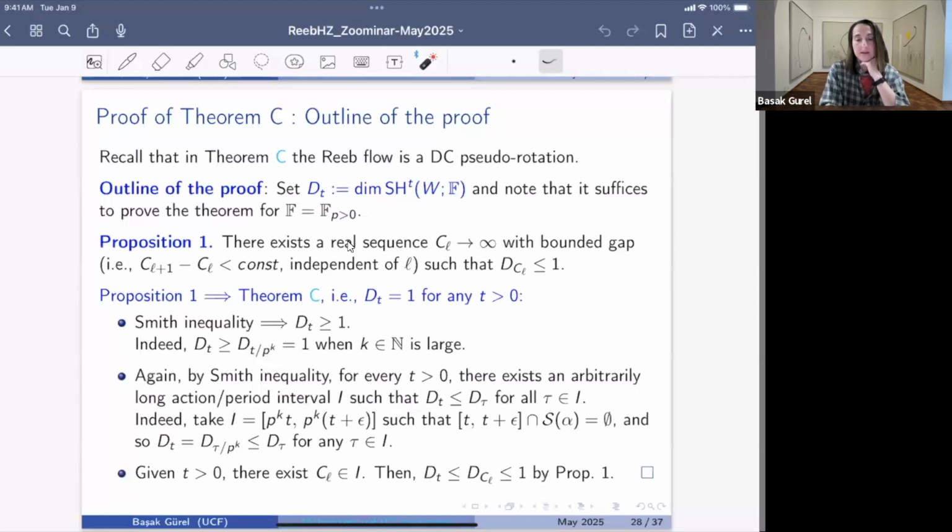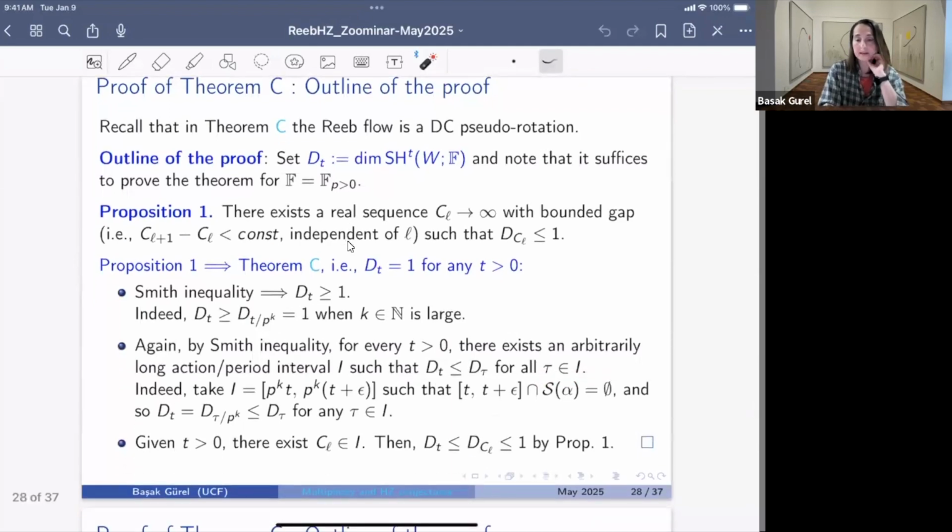Now, again, by the same Smith inequality, you can find arbitrarily large action intervals such that the dimension of SHT is less than or equal to the dimension of SH tau for every tau in this interval. Indeed, let's take an interval, T plus epsilon, which doesn't intersect the spectrum of all periods, and then just multiply the whole thing by p to the k, and we get this.